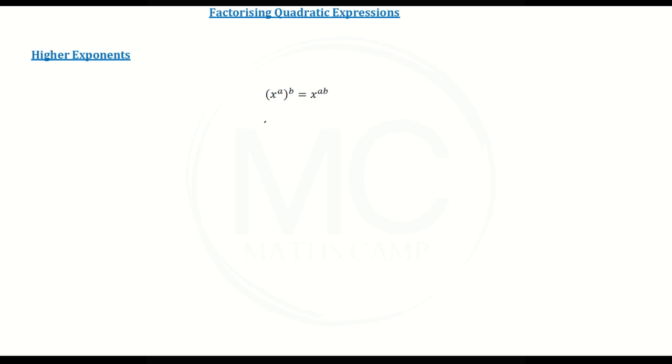So if, for example, we had x inside the bracket and an exponent of 2 outside, remember that x is actually x to the 1. 1 multiplied by 2 gives us 2. So we get x squared. Let's say we had x squared inside of the bracket and an exponent of 2 outside. 2 multiplied by 2 is 4. So we get x to the power of 4.